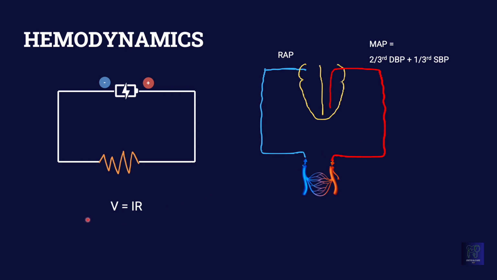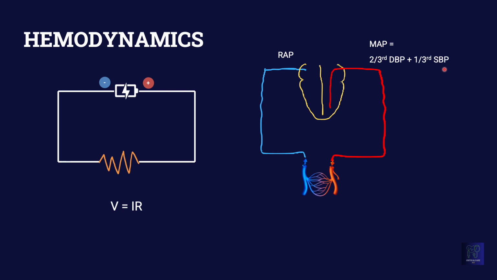The voltage or potential difference here is the difference in blood pressure. The chamber of the heart, which receives all the venous blood, is the right atrium. So the pressure on the negative side is right atrial pressure. And the pressure on the positive side, which is the blood coming out of the heart, is mean arterial pressure, the formula for which is two-thirds diastolic plus one-third systolic. It makes sense, right? Because we spend more time in diastole than systole.